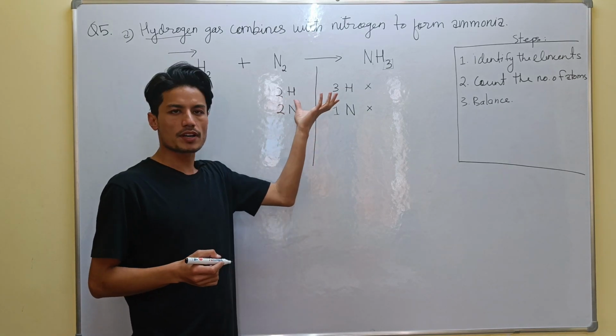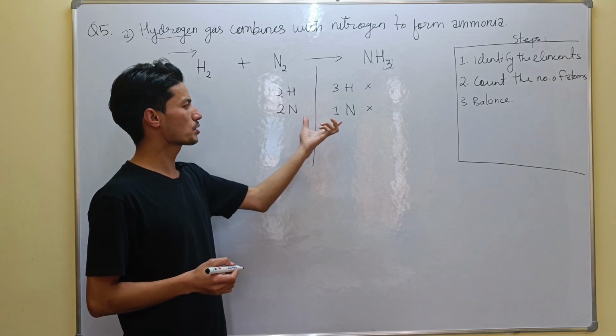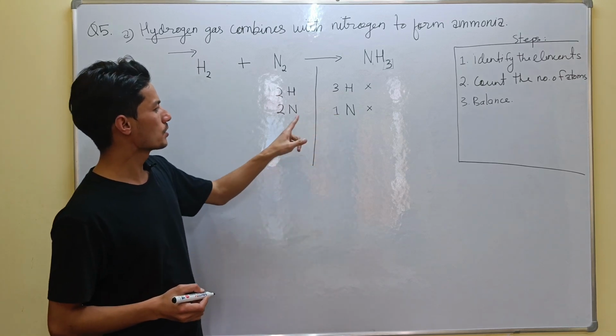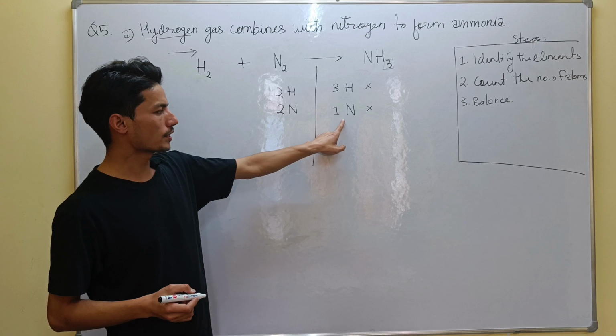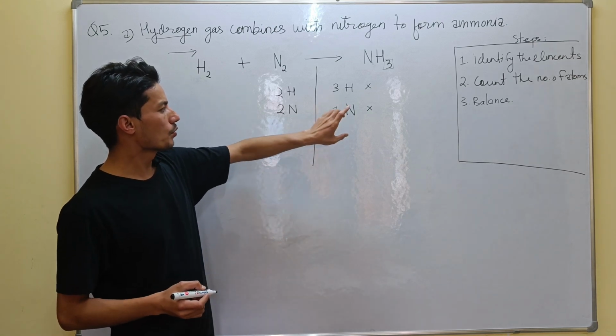3 plus 2, the sum is 5. Okay, more sum, less sum. I will start with the less sum. Okay, so 2 plus 1 is 3. So let's start with nitrogen. So 2 nitrogen here, 1 nitrogen here. So we will be balancing here. Okay, so with what number?